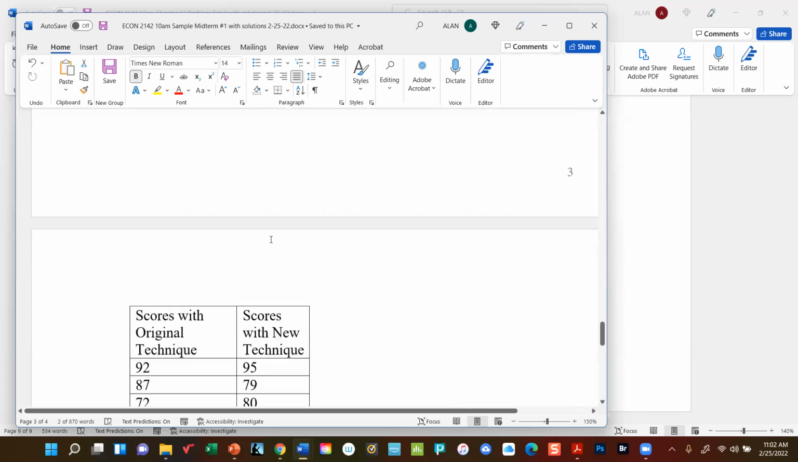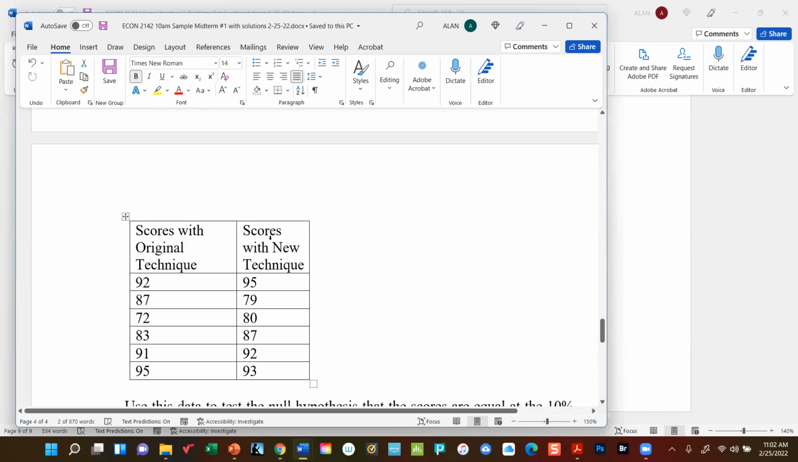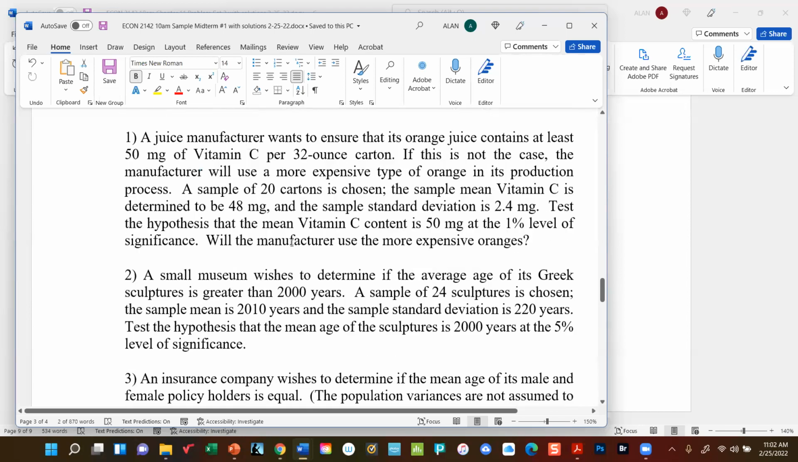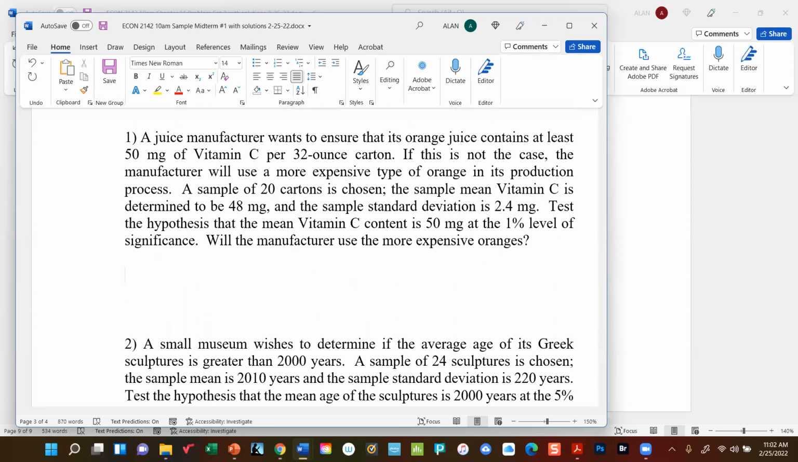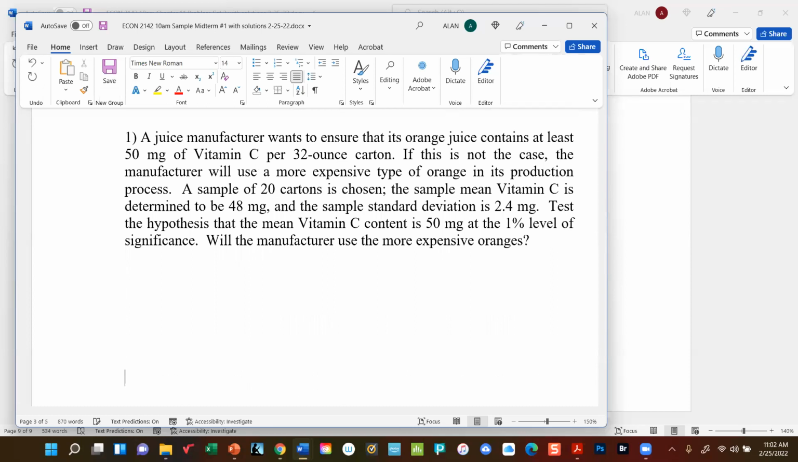Now here you've got 6 more hypothesis tests. So let's at least take a look at this one. What's going on here? Let's at least set it up. We want to make sure the orange juice contains at least 50 milligrams, because if not, the manufacturer will have to use a more expensive type of orange in its production process. Let's say they're using inexpensive Florida oranges and they may have to buy the more expensive ones from Spain or something.